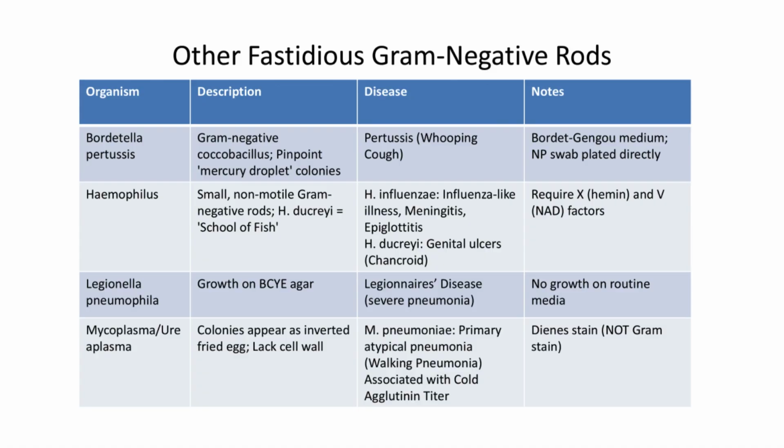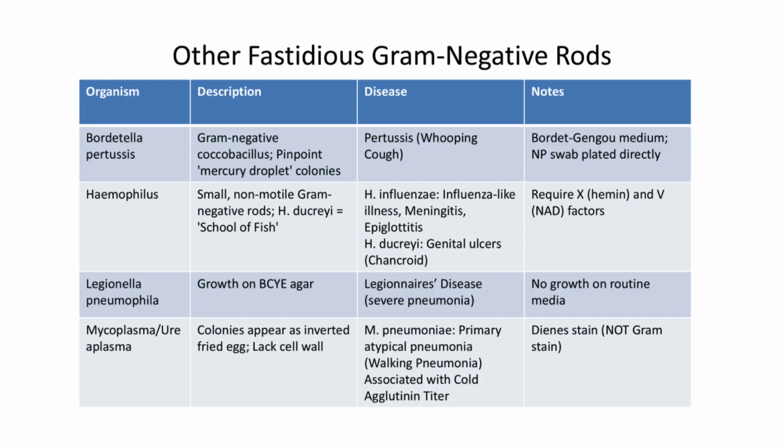Bordetella pertussis is a gram-negative coccobacillus. On culture, it produces pinpoint colonies that look like mercury droplets. Clinically, it causes pertussis, also known as whooping cough. The organism is best cultured using Bordetella medium, and the preferred specimen is a nasopharyngeal swab, which should be plated directly. Haemophilus species are small, non-motile gram-negative rods.